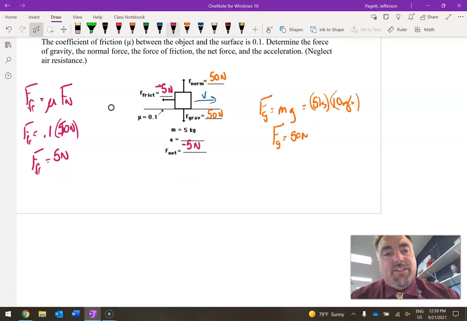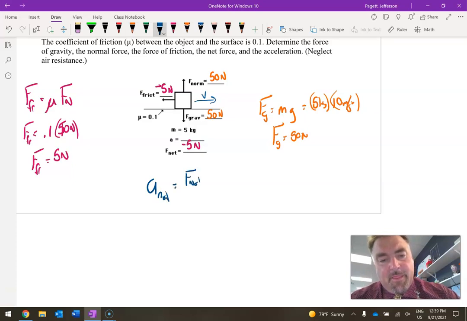If I want to find my net acceleration, I'll change colors there. Net acceleration is found by taking the net force and dividing it by the mass. My net force is negative 5 newtons, my mass is 5 kilograms, and therefore my acceleration is negative 1 meter per second squared.